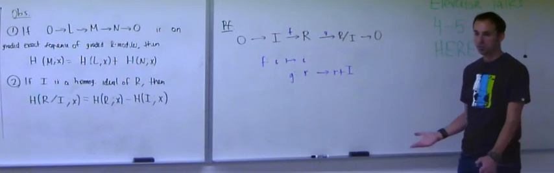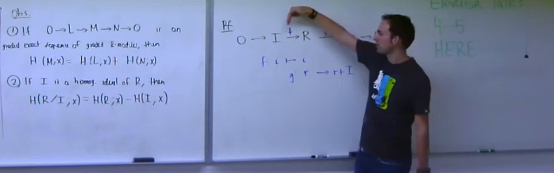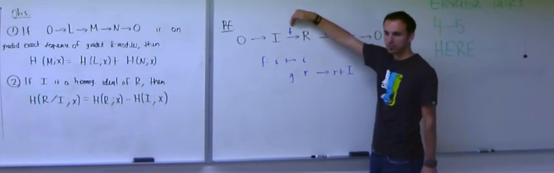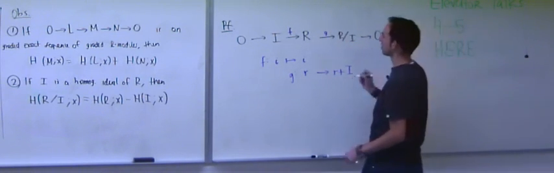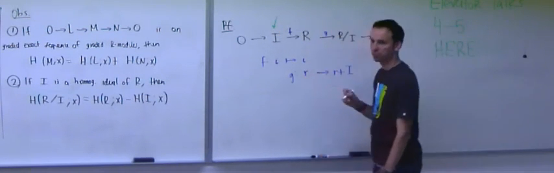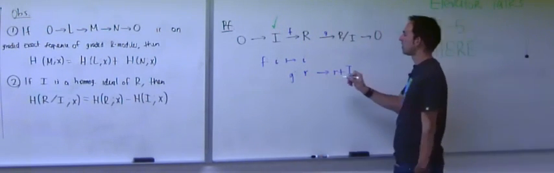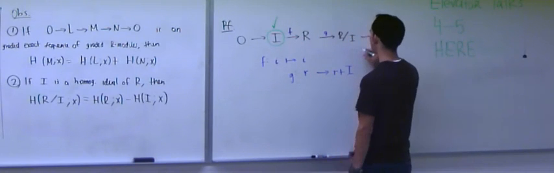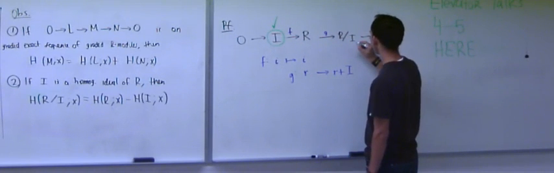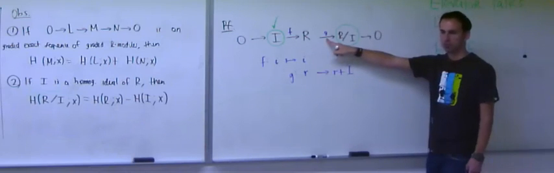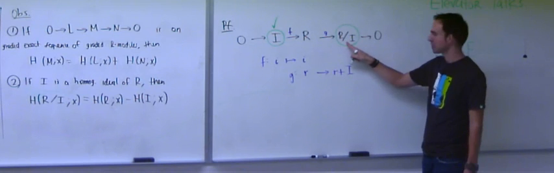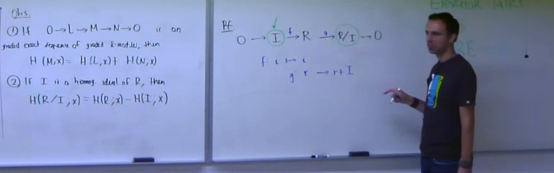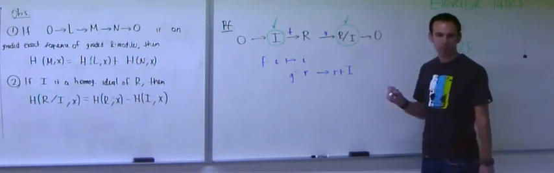So what things do we need to check? First of all, we need to check that F is injective. Well, it's injective because it's the identity, right? So that means that I am exact here. Then we need to check that this map G is surjective. So does every element in R mod I get hit? Well, yeah, because every coset comes from somewhere. So this is surjective, so that means that I have exactness here.